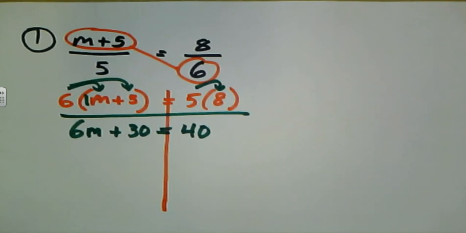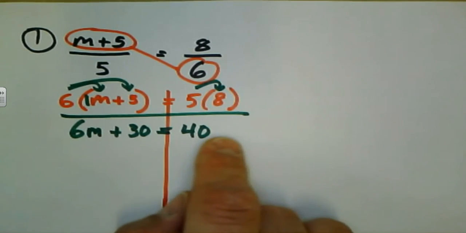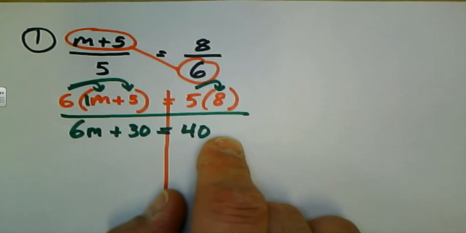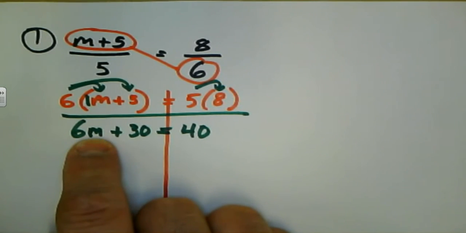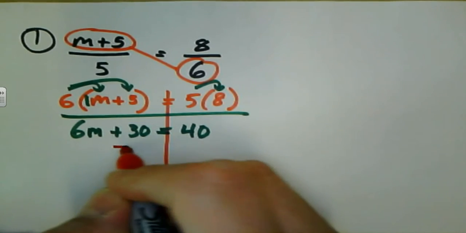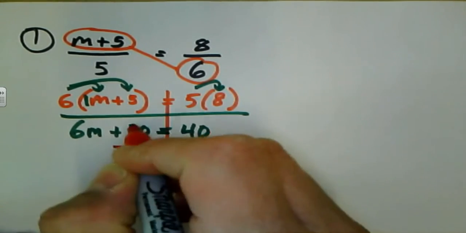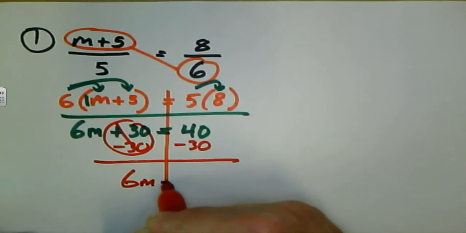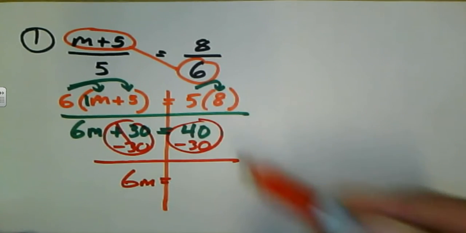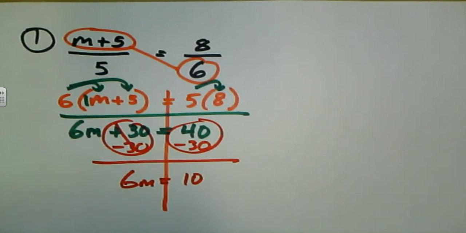First step. Can I combine like terms? No. Is there an extra variable over here? No, there isn't. We can skip that step. So we skip steps 2 and 3. We're looking at step 4. Is there something added or subtracted to the m? And we see clearly m plus 30. So we're going to subtract 30 from both sides of the equation. Our 30's over here are 0 or gone. And 40 minus 30 is 10.